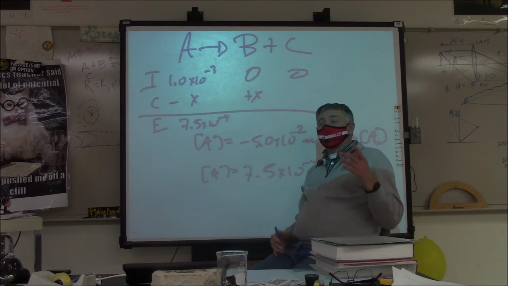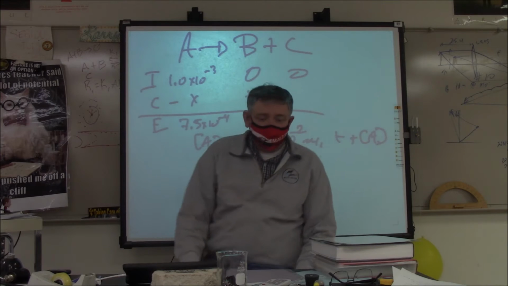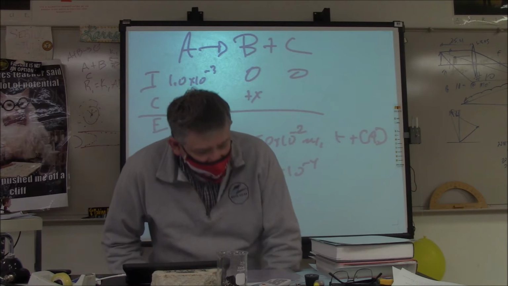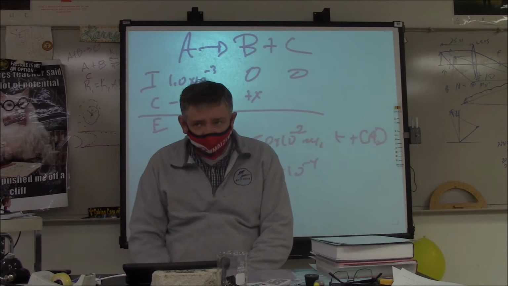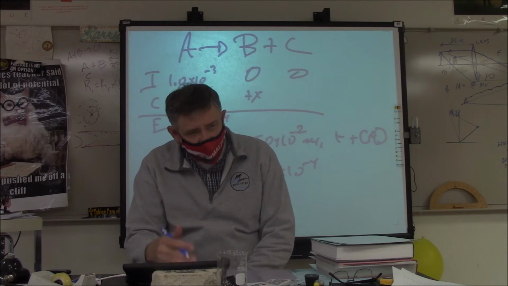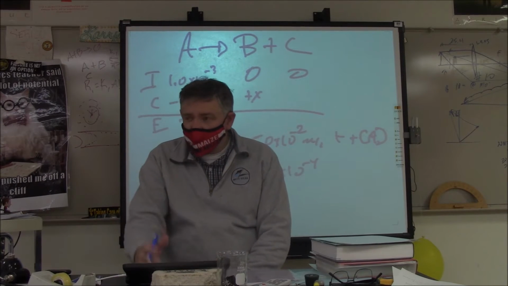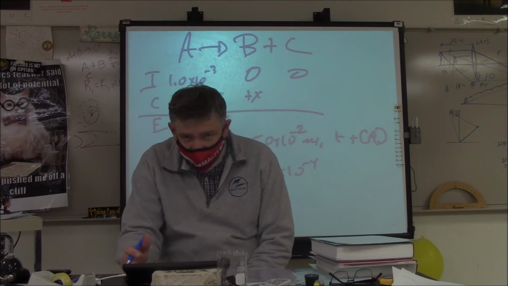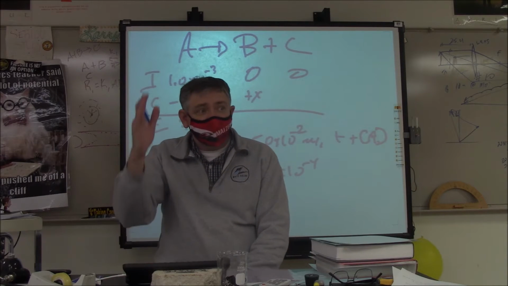Okay? So I'll tell you right now, your answer to C is not that 7.5 times 10 to the negative 4th. That is not your answer, because they're not asking for the concentration of A at that point. They're asking for the concentration of B. Okay, so that's why you have to look at the stoich.